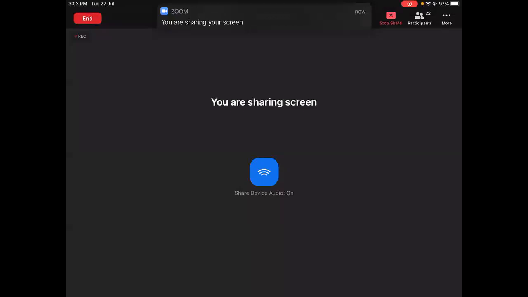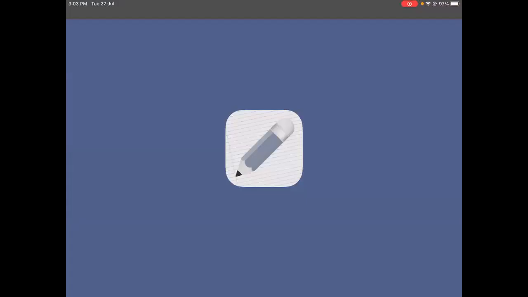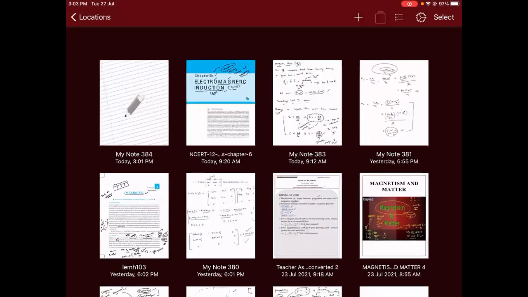Get started. So yesterday we started electromagnetic induction, right? Chapter 6. We'll continue with that. In yesterday's class, we discussed Faraday's law of electromagnetic induction, right? Then we started with the basics of Lenz's law. Is there any doubt from yesterday's class that you guys have? No, sir. Okay.